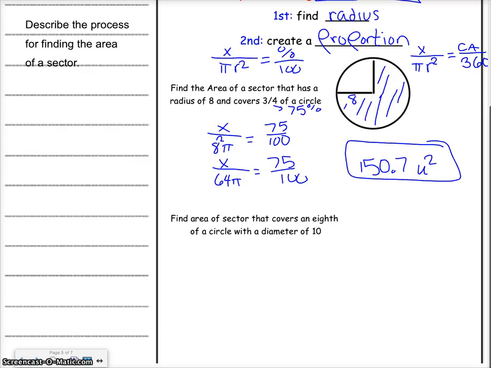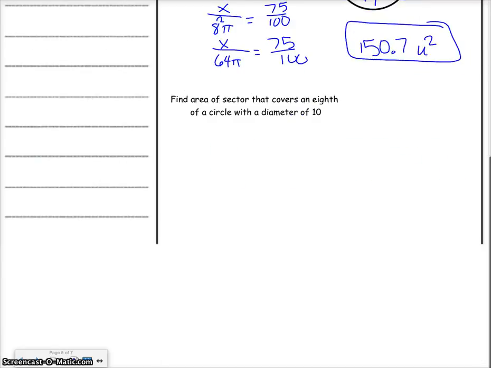So find an area of a sector that covers 1/8 of a circle that has a diameter of 10. So if I have a diameter of 10, I know I need my radius. If my diameter is 10, my radius is 5. Am I given a central angle at all? No, so I'm going to work with percent since I don't have a central angle. So 1/8 is equal to 1 divided by 8 is 0.125, which is 12.5%. So I just quick figure that percent out and then set up my proportion.